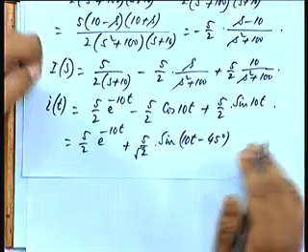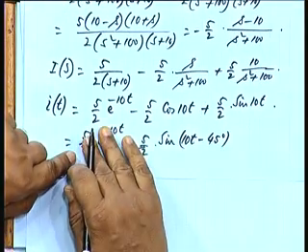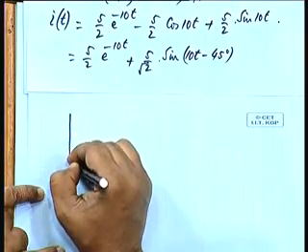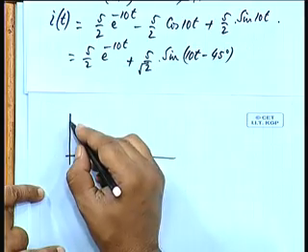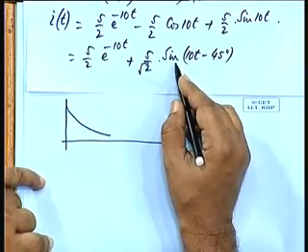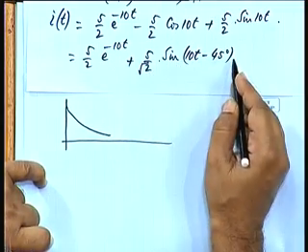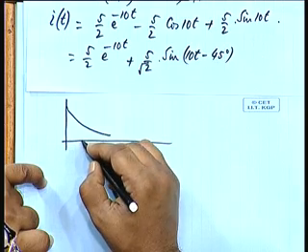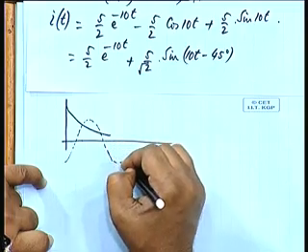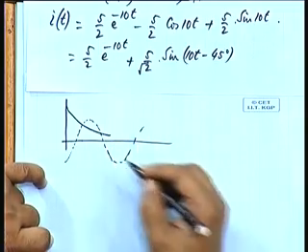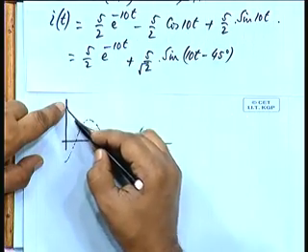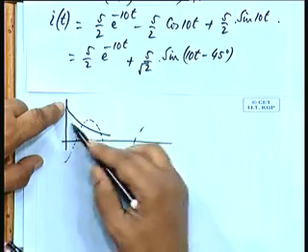Now, as time passes, this will be dying down. The current has a component which is dying down like this, plus another component which is 5 by root 2 sin 10 t minus 45 degrees. So, the sum total of these will be the total response. This component will be vanishing after some time, it will die down.